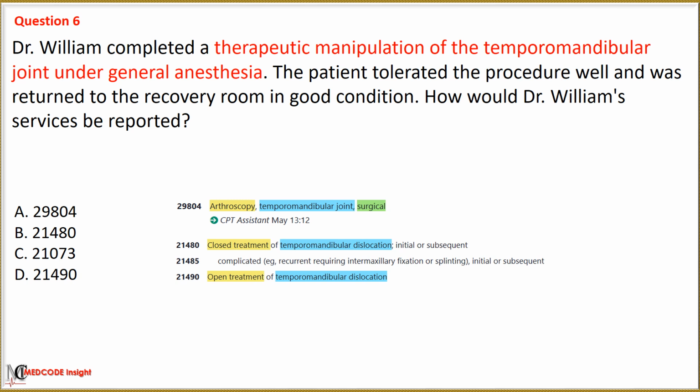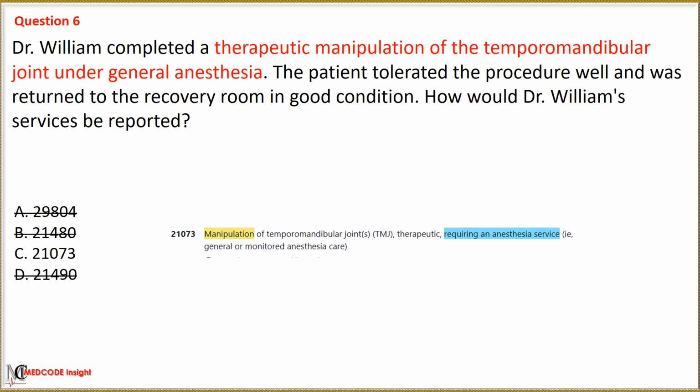Since no arthroscope was used during this procedure, we can eliminate option A with code 29804 that pertains to an arthroscopic procedure on the temporomandibular joint. Additionally, because therapeutic manipulation was performed in this case, we can eliminate option B as well as option D used for closed or open treatment of the temporomandibular dislocation. So our correct option is option C with code 21073 used for manipulation of the temporomandibular joint, therapeutic requiring an anesthesia service.